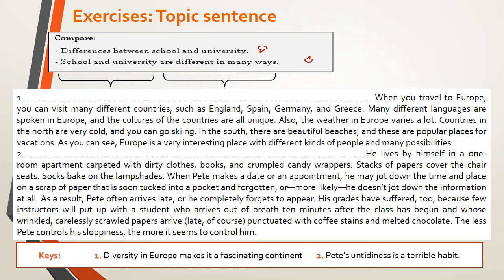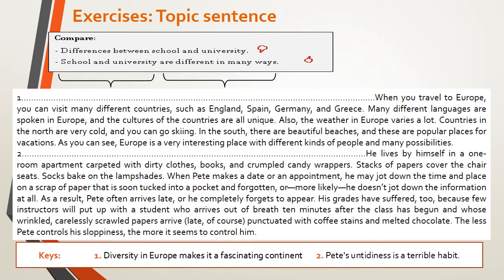We notice that in the concluding sentence, the writer stresses the idea that Europe is an interesting place because of this diversity. Here we can formulate a topic sentence. In our topic sentence, we should mention the idea of the existing differences in Europe, or the diversity or variety, and we should link it to the idea that Europe is an interesting place because of this diversity. Let's formulate these ideas in one sentence. We can say, diversity in Europe makes it a fascinating continent.